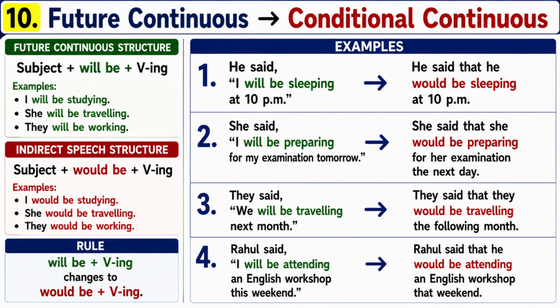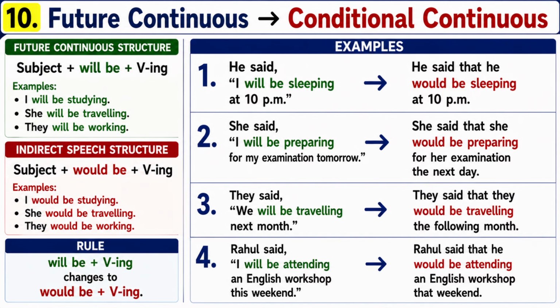The 10th tense change is future continuous changing into conditional continuous. The structure of future continuous is subject plus will be plus verb ing. Examples are, I will be studying. She will be traveling. They will be working.